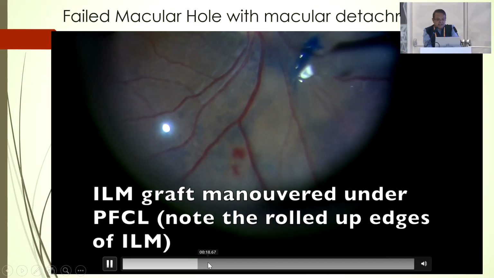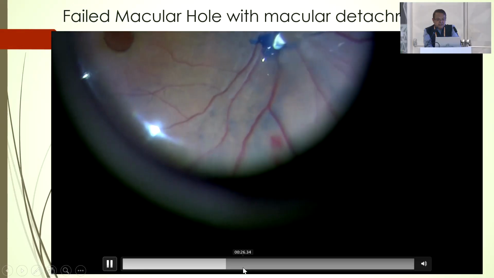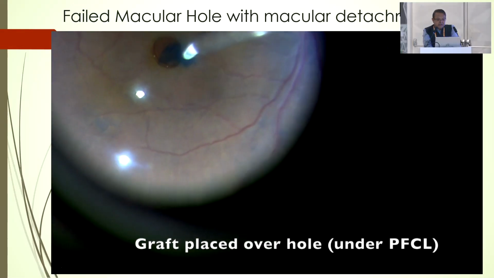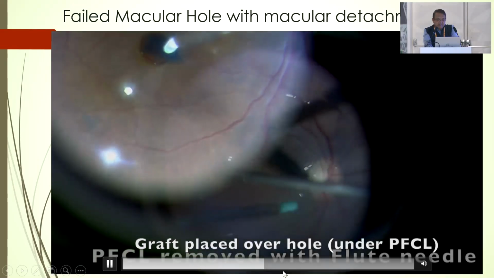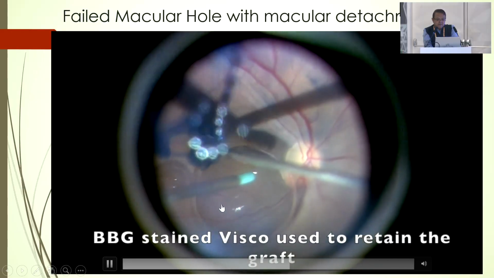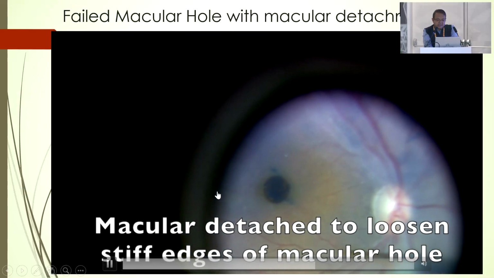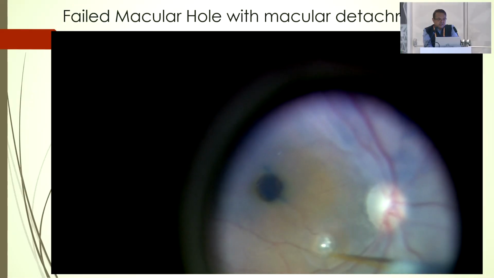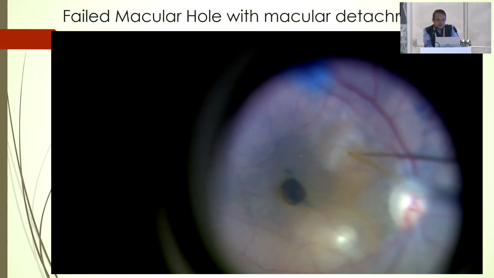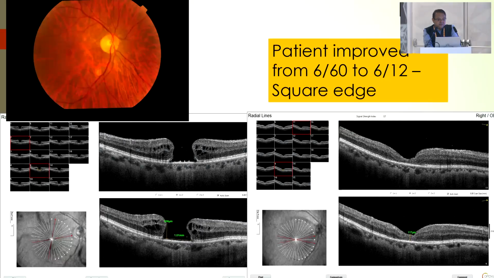So what I do is I create an ILM hinged flap nasally. Then I put a PFCL and then drag this ILM flap towards the macular hole and stuff this macular hole with an ILM flap. Then under bimanual irrigation aspiration, with one hand I am removing the PFCL, the other hand I am putting a colored BBG dye or viscoelastic. Because of the current of the fluid, this flap can dislodge, and then I create a macular detachment in this patient. And in this patient, you can again see the vision improve to 6/24.